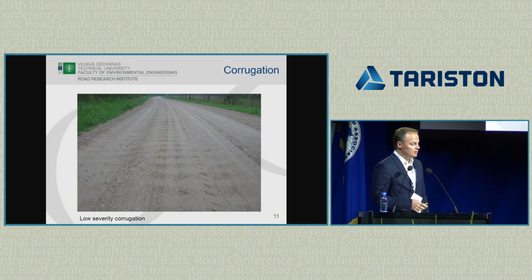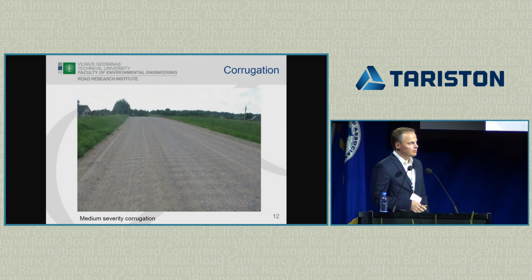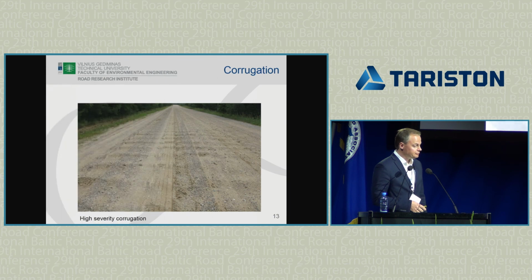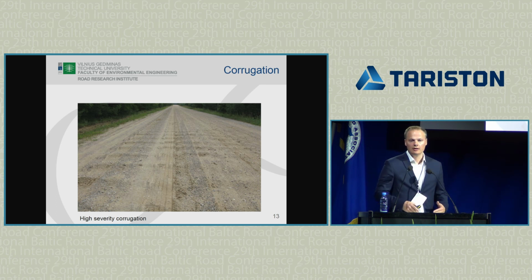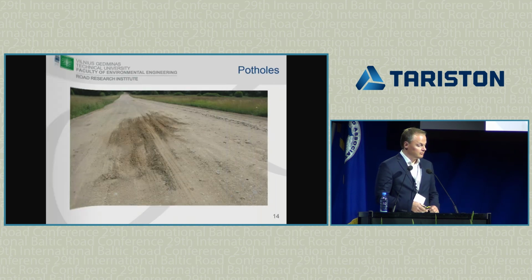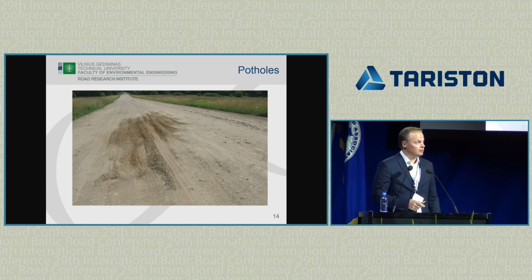Here we can see low severity corrugation, medium severity corrugation, and high severity corrugation. Of course, corrugation is very much dependent on the maintenance level. One day it could be very corrugated, and after some activities, which should be done annually or even a few times per summer period, we can get another result. So corrugation is a little bit of a tricky distress.